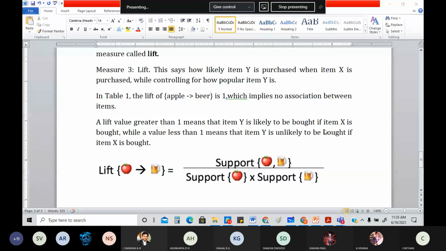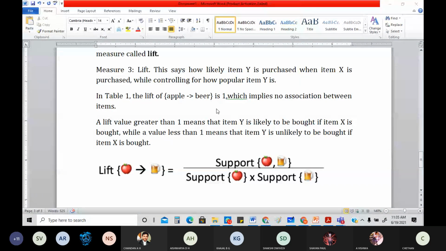Now, what is the thing with regard to lift here? This will say how likely the item Y is purchased when item X is purchased, while controlling how popular the item Y is. So compared to confidence, it's a little bit different. What is the thing that you can see? The lift of apple tends to beer is only one. Why is that? Which implies that there is no association between the items. What is the meaning of that?